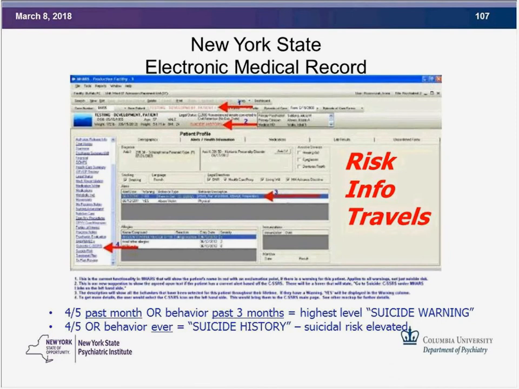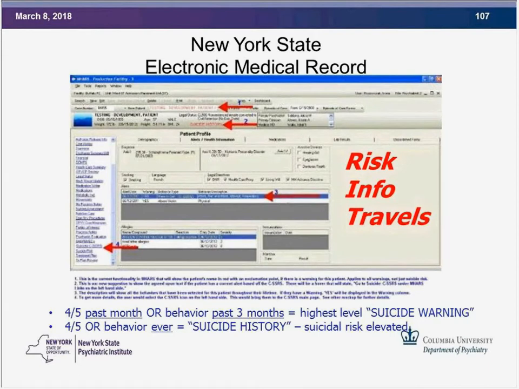And so it's very important and has the most impact when you can embed this kind of tool into your electronic health records so that the information travels with the person and can be seen by anybody who's doing work with them. So this is New York State's electronic health record for Medicaid, and they have the SSRS right in it. And if you have one of those high-risk answers, a 4 or a 5 in the past month, or a behavior in the past 3 months, you get the highest level of alert. It says suicide warning in red at the top of your chart.